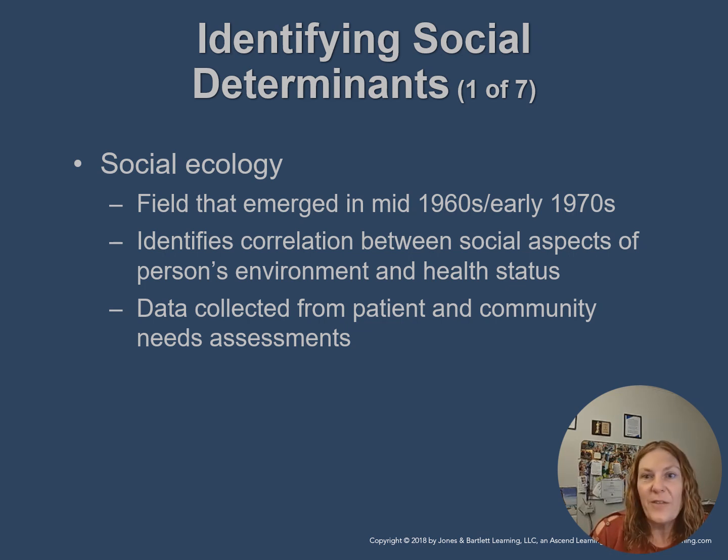Social ecology is the field that developed in the 1960s and 1970s to explain how people's environment affects their health. It reminds us that health is not just about biology. It's also about those social interactions, relationships, and community structures. As community paramedics, we gather this information through patient and community needs assessments, which all of your communities have done before they started building their programs. This gave us insight into how these social factors help shape health outcomes.